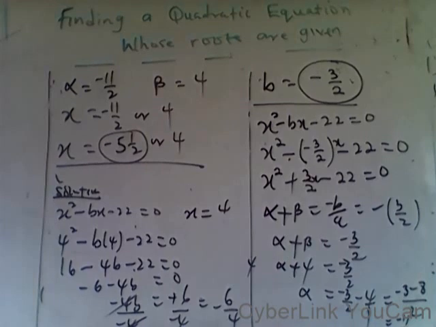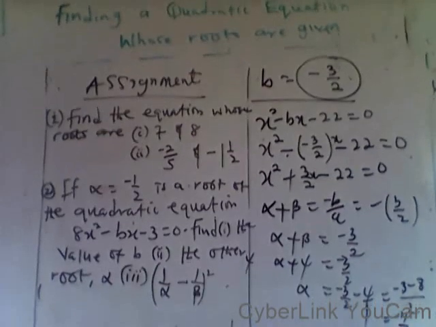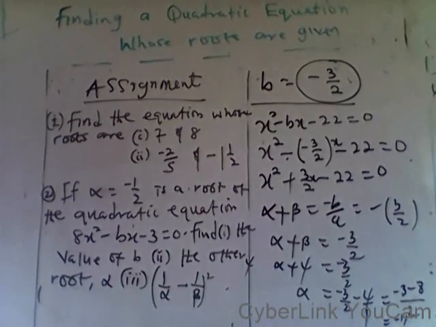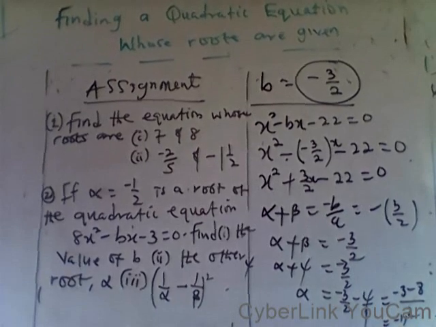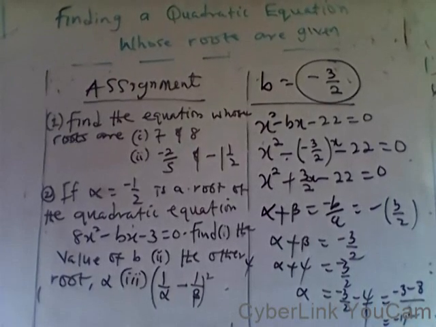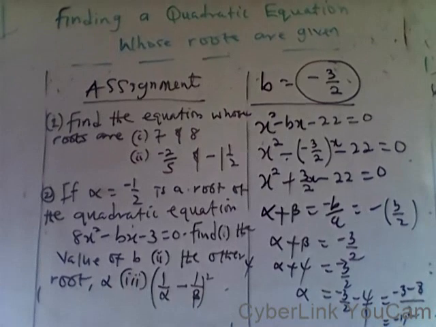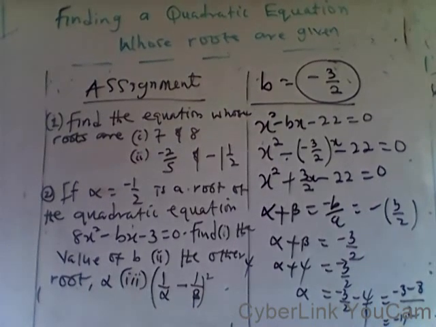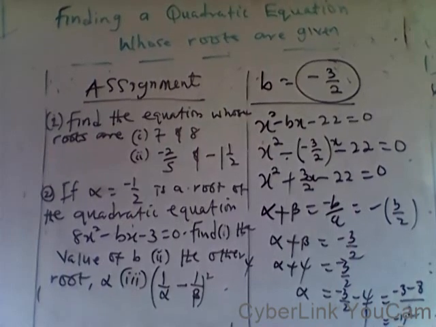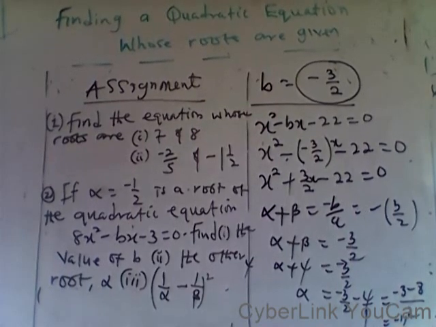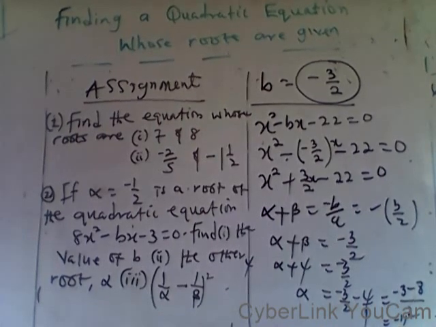So the assignment, I'm going to write on the board now. Your assignment, you have two questions. The first one, you have to find the equation whose roots are 7 and 8, and whose roots are minus 2 over 5 and minus 1.5.